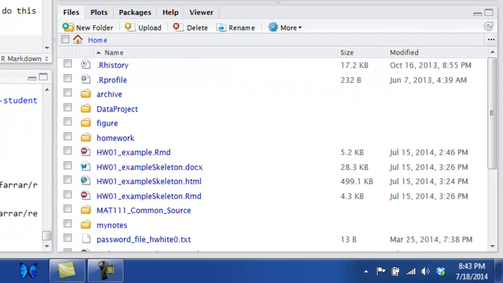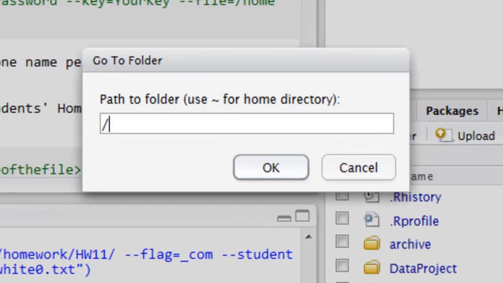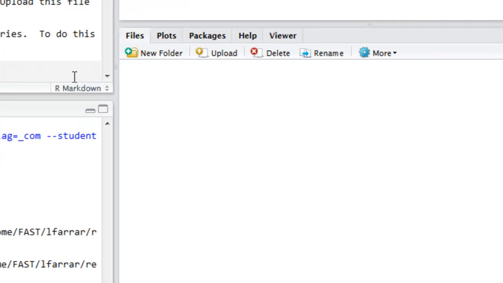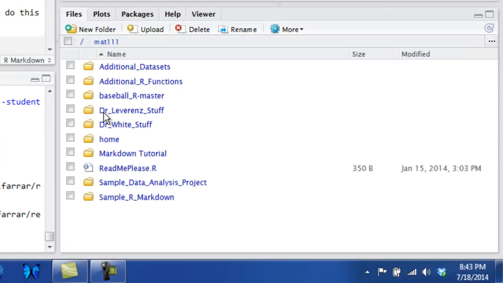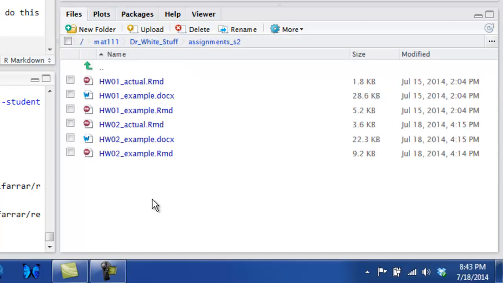You'll want to go from your home directory to our common folder. So if you click on the ellipses in the Files pane, /MAT111, say OK, and you're in the common folder. It'll be under Dr. White Stuff if it's my course. And then find the specific course or section that you're involved in. And you'll see eventually Homework 02 example.